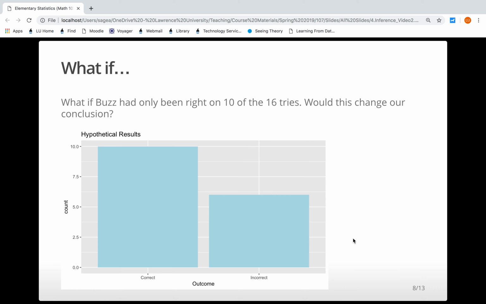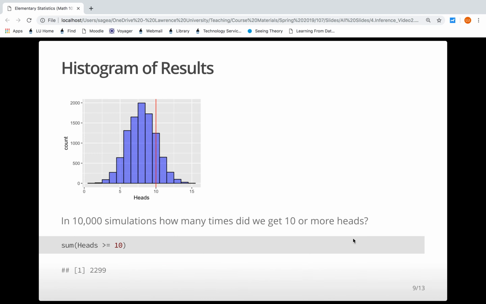Let's consider a hypothetical. What if the dolphins had only pressed the right button on 10 out of the 16 attempts instead of 15 out of the 16? Would this change our conclusion? If we go back to our simulation, we see that 10 is not nearly as far out of line with the results we would have expected to get under the hypothesis that the dolphins were purely guessing. In fact, out of our 10,000 simulations, we get 10 or more heads in the 16 flips in 2,299 of them.